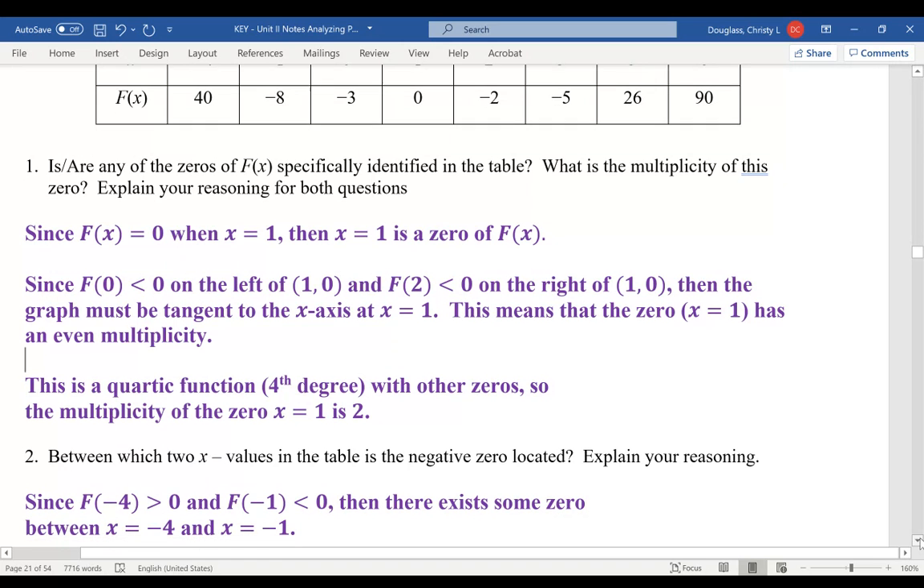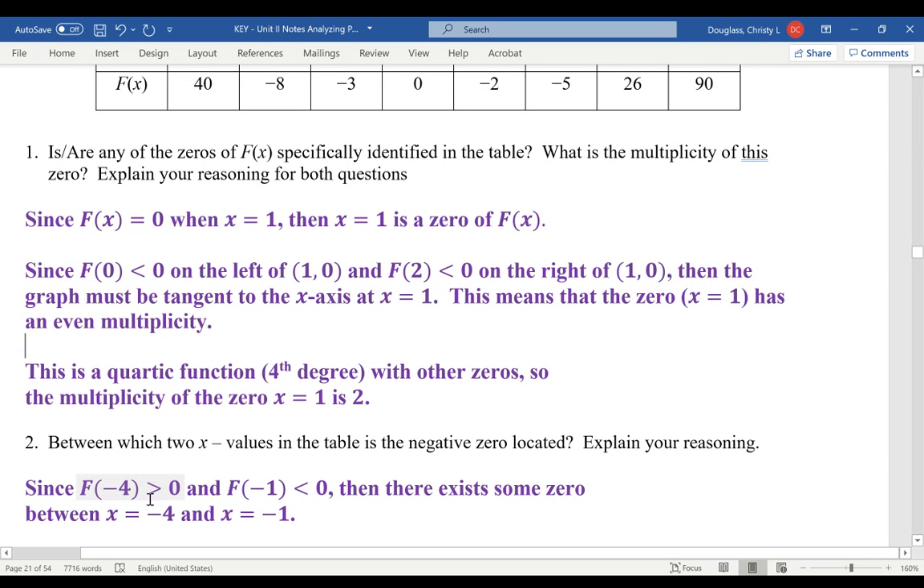And so that's explained here. Since f of x at negative 4 is greater than 0, and f of negative 1 is less than 0, then there exists some 0 between x equals negative 4 and x equals negative 1. So while we don't know what it is exactly, we know we've kind of narrowed down where it might be.